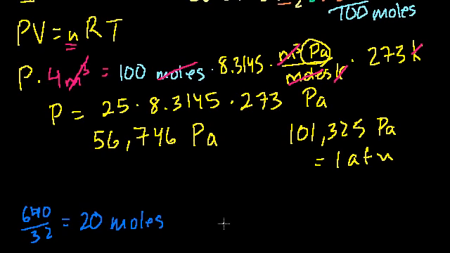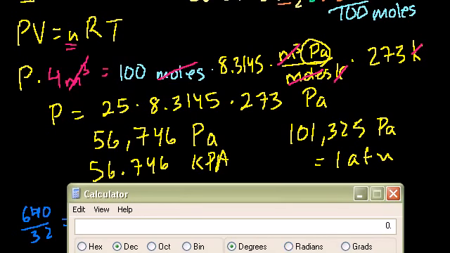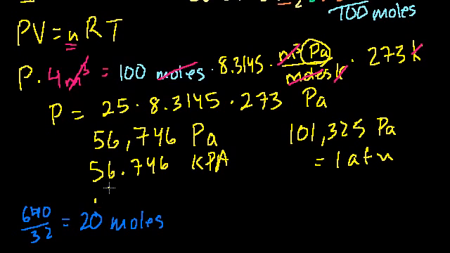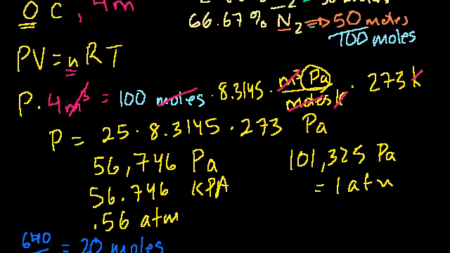So if we wanted to put this in kilopascals, that's 56.746 kilopascals. Or if we wanted it in atmospheres, we just take 56,746 divided by 101,325. It equals 0.56 atmospheres. So that's the total pressure being exerted from all of the gases. I deleted that picture. So this is the total pressure.